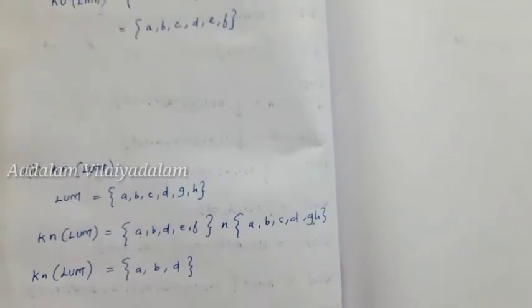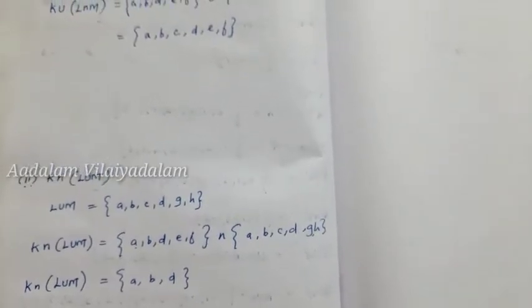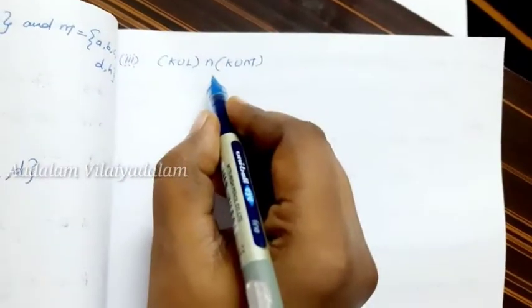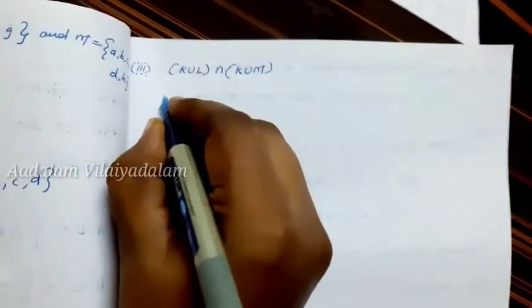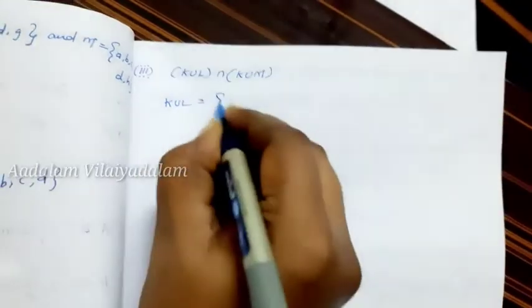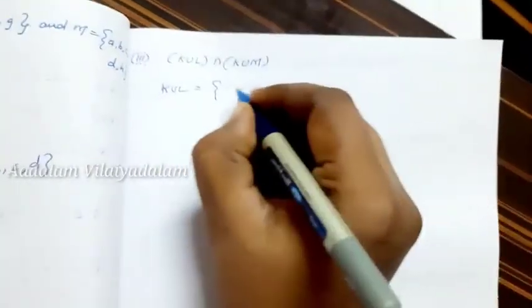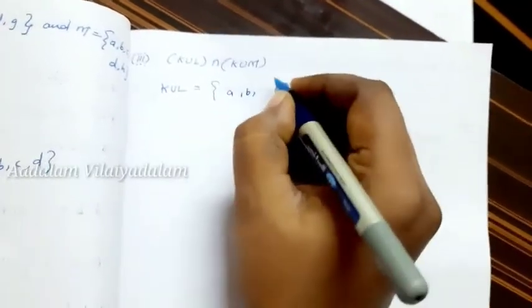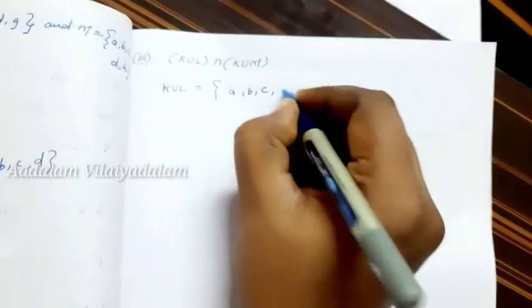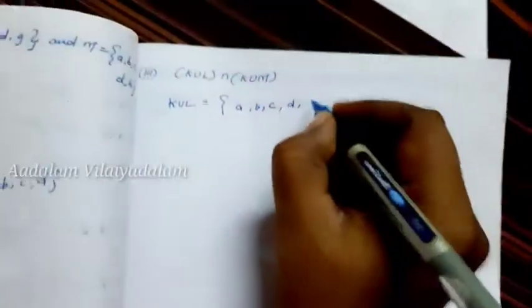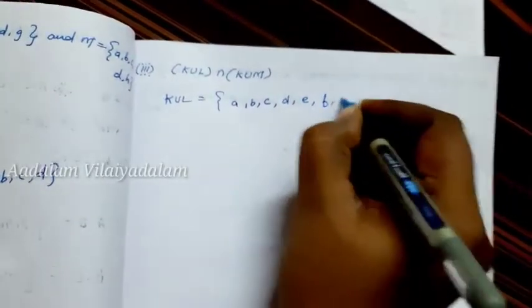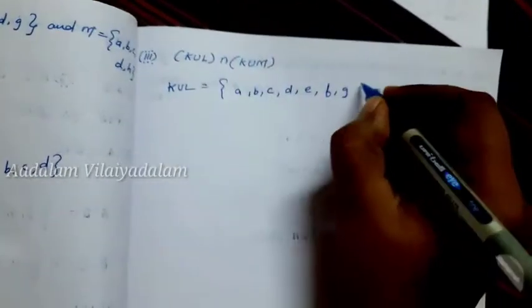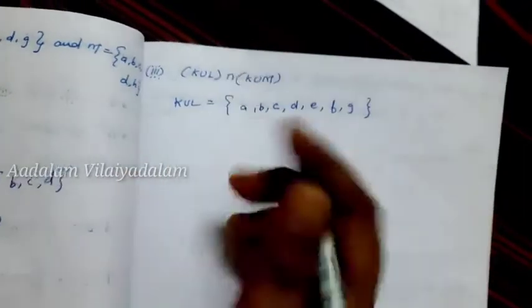Now let's move to the third subdivision: K union L intersection K union M. So let's find K union L first of all. Join together all the elements. A, B, C, D, E, F, G. These are called K union L.